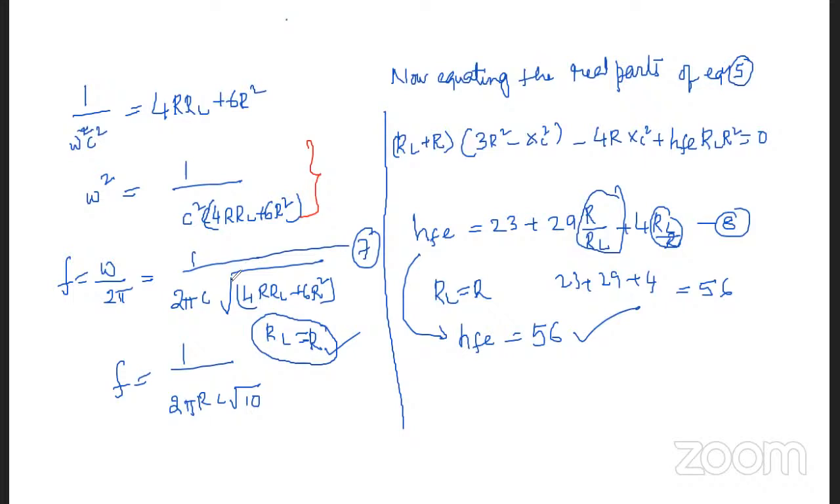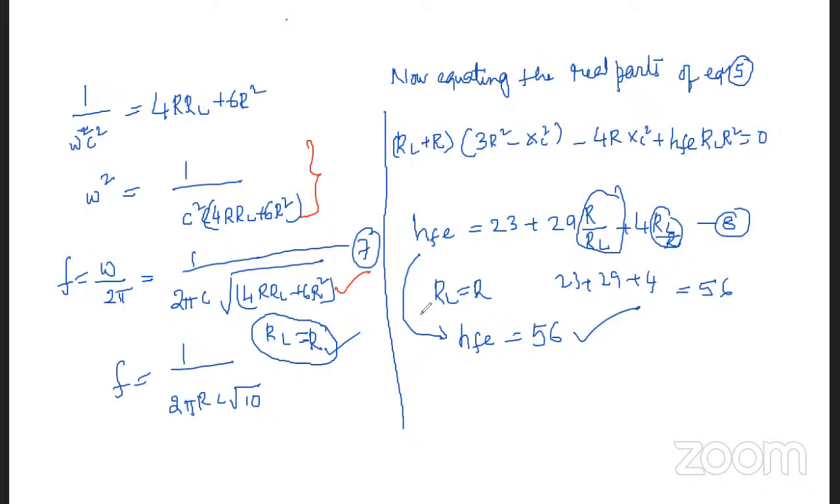This equation 7 is 1 by 2 pi C root of 4 R RL plus R square 6 R square. Generally, what we will do is take the load resistance equal to the general resistance value, so RL is taken equal to R. Then the frequency of oscillations of the phase shift oscillator is F equals 1 by 2 pi RC root 10.